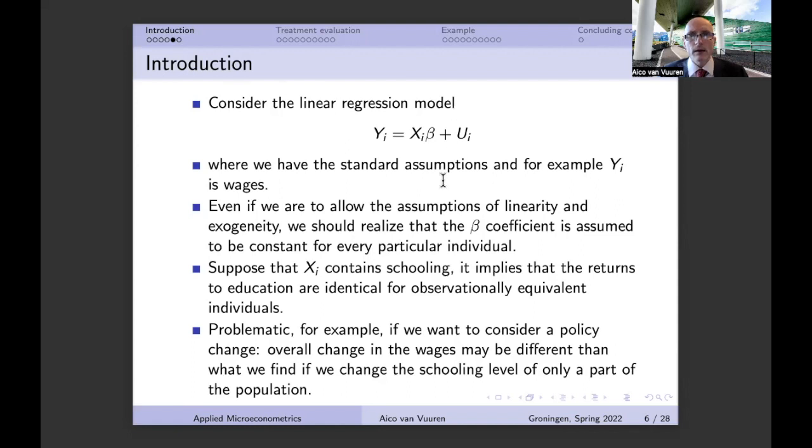Well, in order to make the introduction a little bit more exciting, or at least to understand this a little bit better, it's always good to think about a particular application or a particular example. I'm a labor economist, and therefore I do think that it's interesting here to have wages at the left-hand side, or maybe better, log wages at the left-hand side.